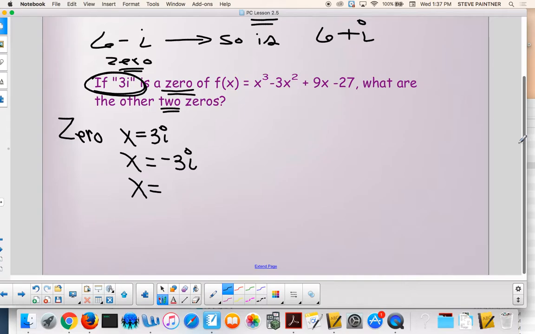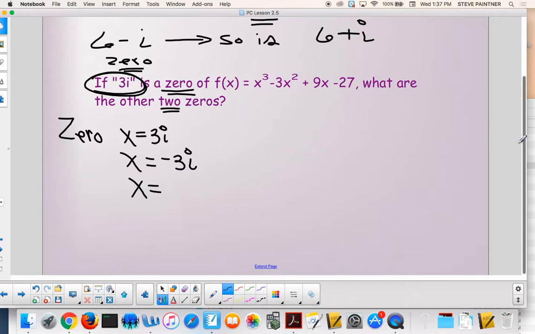Now what do I do to get the third one? Synthetic. Why not? We've been doing it all day yesterday. Why wouldn't we do it today? So, Hunter, 3i is a 0. What do I do? You said it. You have to follow up and tell me what to do. Find the P's and Q's. I don't have to. You know the 0 is what?